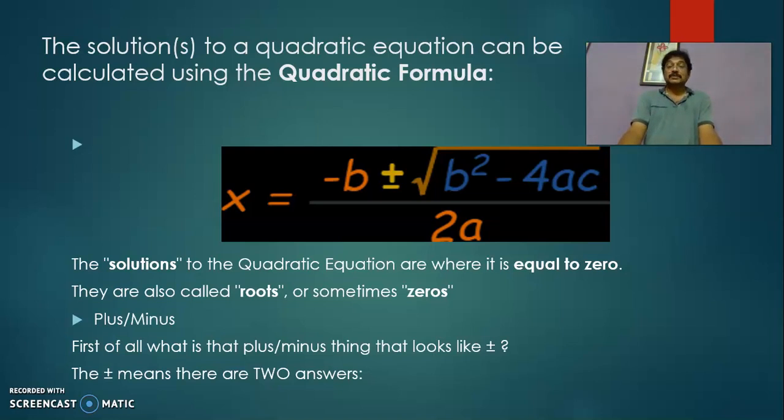When there is a possibility to resolve into factors, then only we can use the method of resolving into factors. If there is a possibility to make a perfect square, then there is another method. Of course, if these two are not possible, then you can use the formula method. Not only that, in all cases the formula can be used to get the roots of the quadratic equation. So when you observe this formula, the solutions to the quadratic equation are where it is equal to 0.